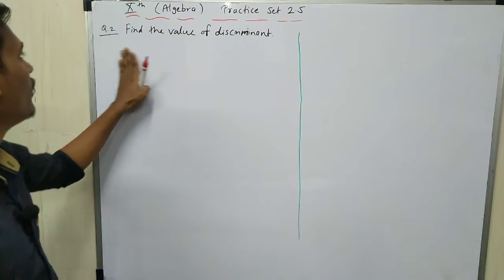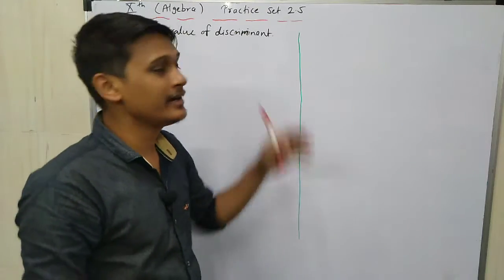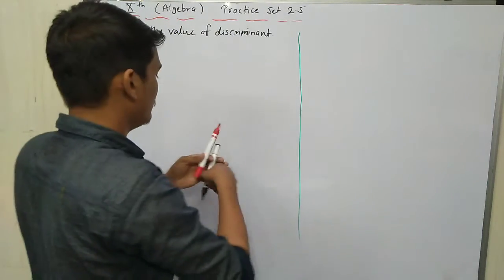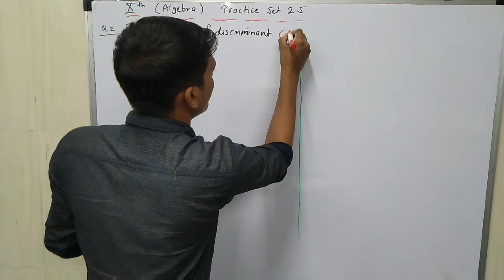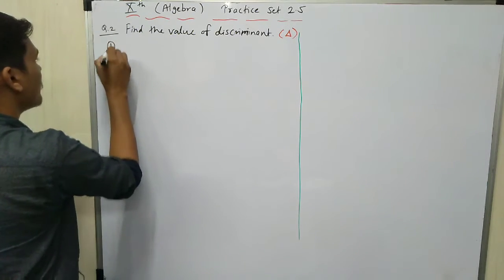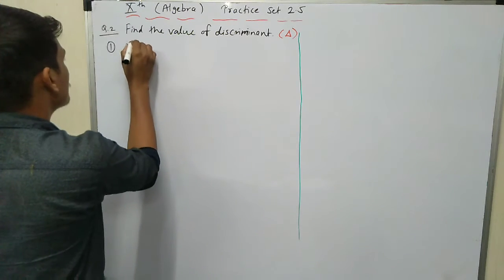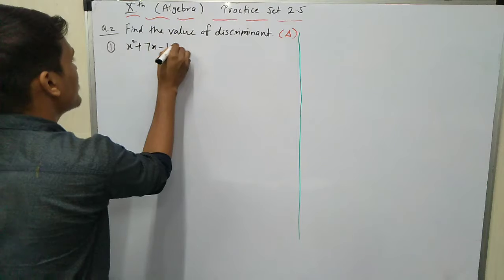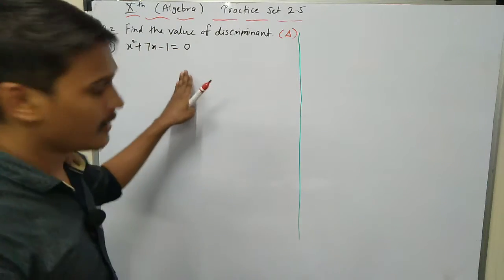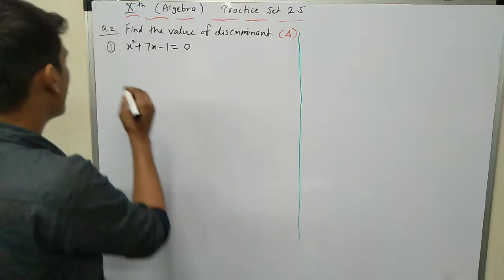Now question number 2. Find the value of discriminant. Understood? Discriminant is denoted by the Greek letter delta. Clear? Now the first question is x square plus 7x minus 1 is equal to 0. This is your first question. Find out the value of discriminant. Understood?